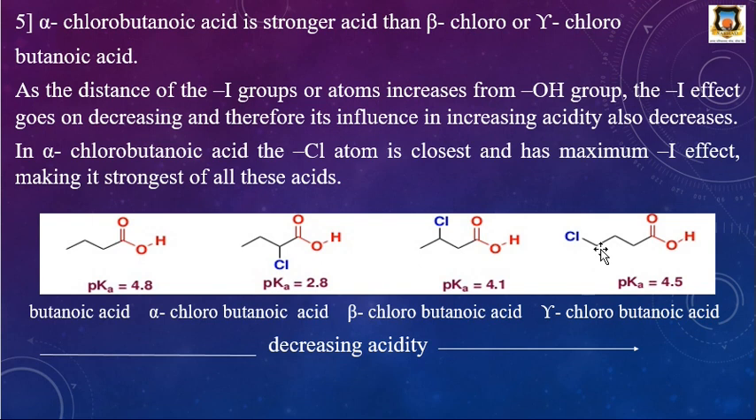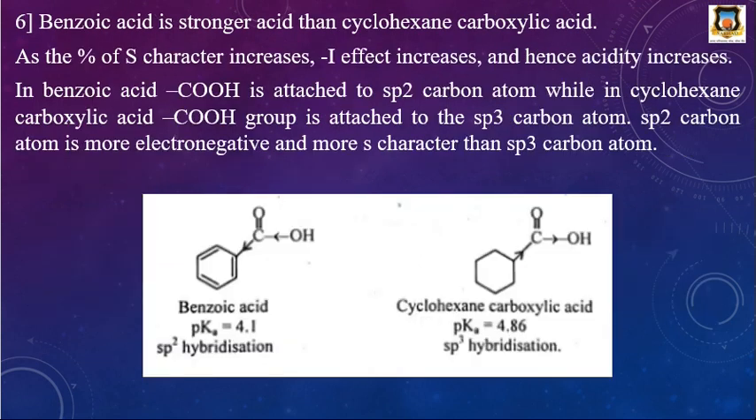But among alpha, beta, and gamma chlorobutanoic acid, the alpha chlorobutanoic acid is the stronger acid, then beta, then gamma, because the chlorine is on the adjacent carbon. Therefore, it exerts a strong minus I effect, and due to this the dissociation of the OH bond is easy, and it also stabilizes the conjugate base more than beta and gamma chlorobutanoic acid. Then the next example is that benzoic acid is a stronger acid than cyclohexane carboxylic acid.